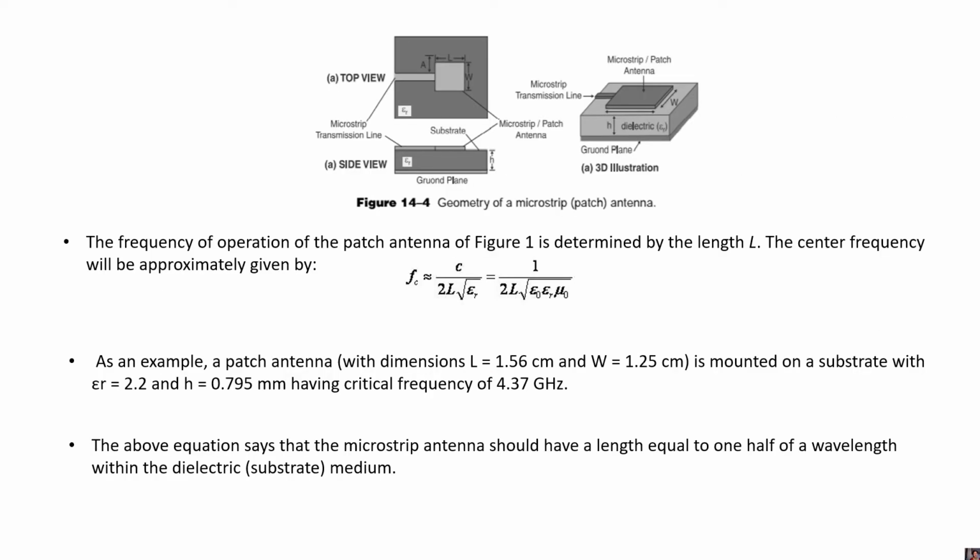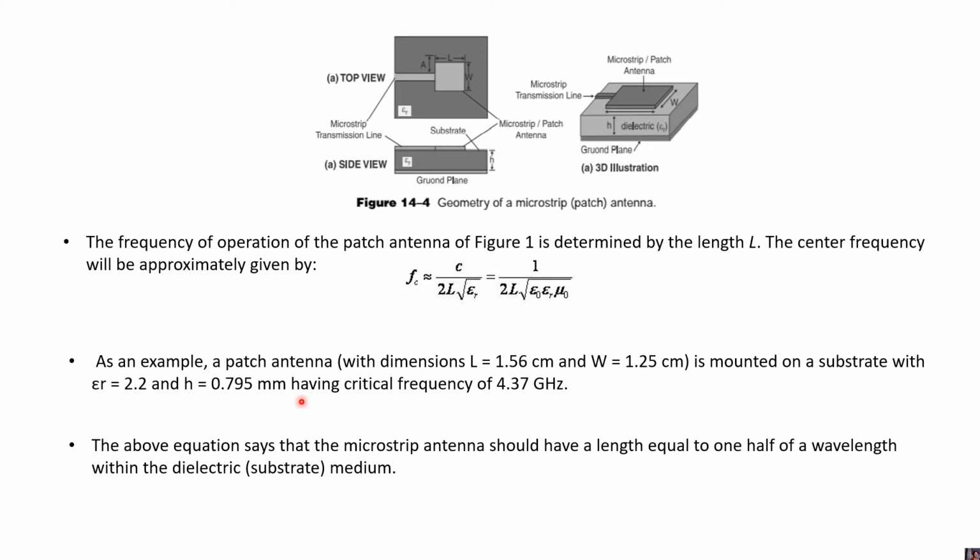fraction of the wavelength. So now if you consider a microstrip line, usually the frequency of operation of the patch is determined by the length L, and the center frequency will be usually given by the formula. The center frequency is given by the formula Fc is equal to C by 2L into root of epsilon r, which will be equal to 1 by 2L root of epsilon naught epsilon r into mu naught, where C is the velocity, epsilon naught and mu naught are the permittivity and permeability of free space respectively, and epsilon r will be the permittivity of the dielectric substrate.